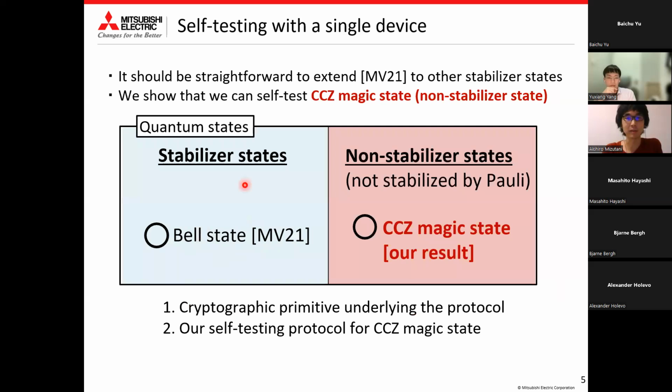Our contribution is that we can self-test non-stabilizer states, and in particular we focus on the CCZ magic state. So this is our contribution. From now on, I explain our self-testing protocol for the CCZ magic state. Before that, I explain the cryptographic primitives used in our protocol in the next 3 slides.